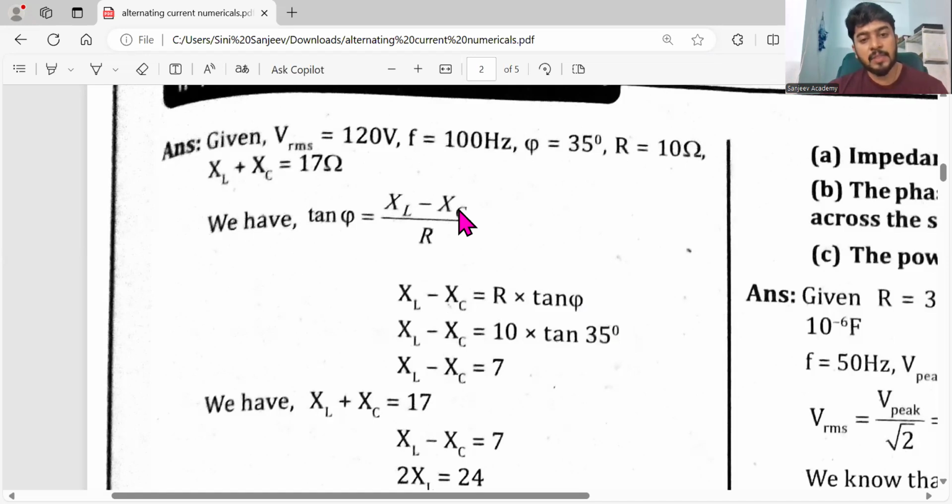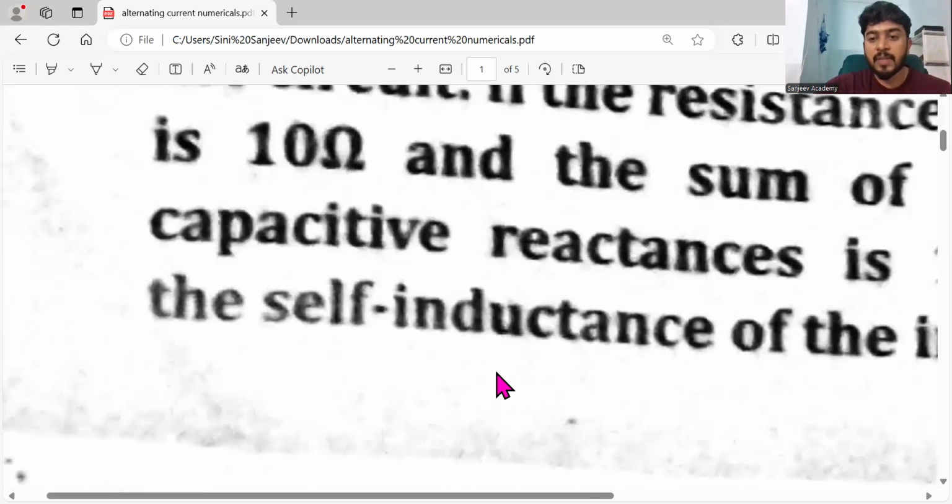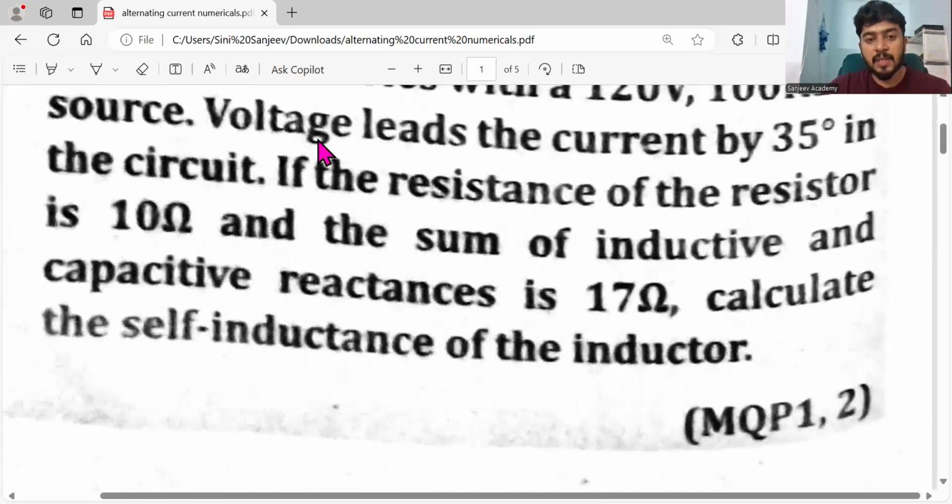So what is my resistance given? 10 ohm. It's given in the question. So XL minus XC is 10 into tan 35. Tan 35 value is 0.7. So 0.7 into 10 is 7. So XL minus XC is 7. And also in the question, the sum of the inductive and capacitive reactance is given.